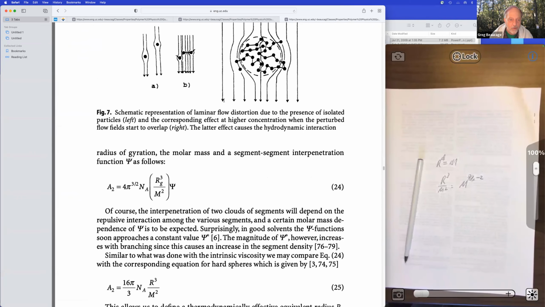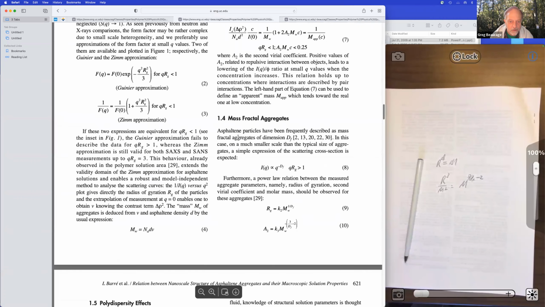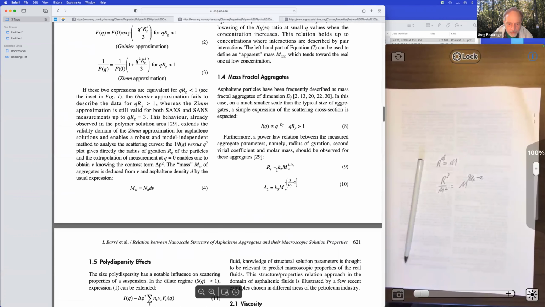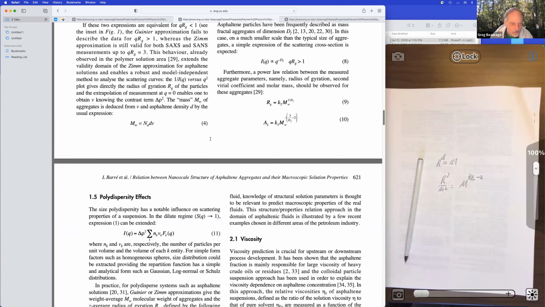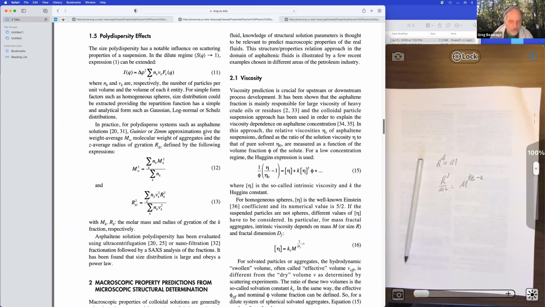What else is in this paper? Let's see. So he gives that. This is just the mass fractal scaling. That's the normal scaling because I is like mass, Q is inverse size. You get, this is a restatement of equation 9. And then, what else is in here?